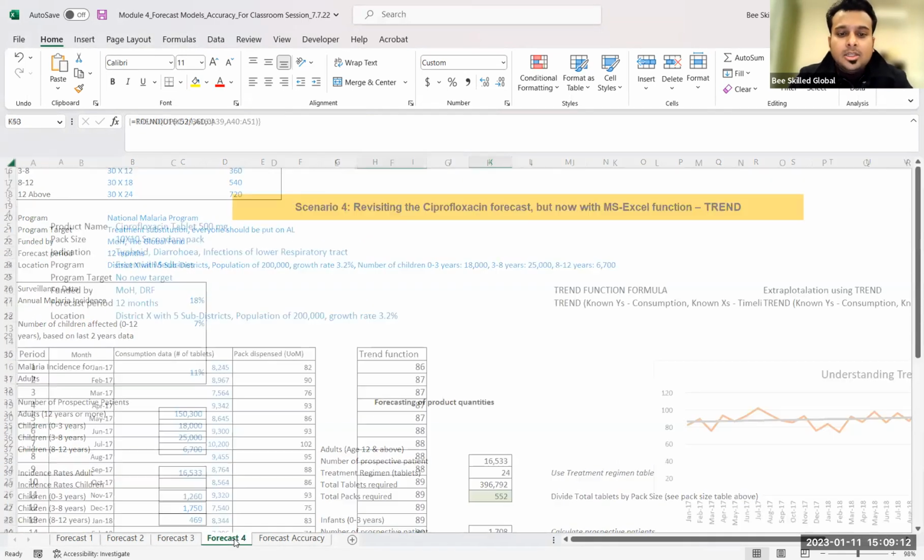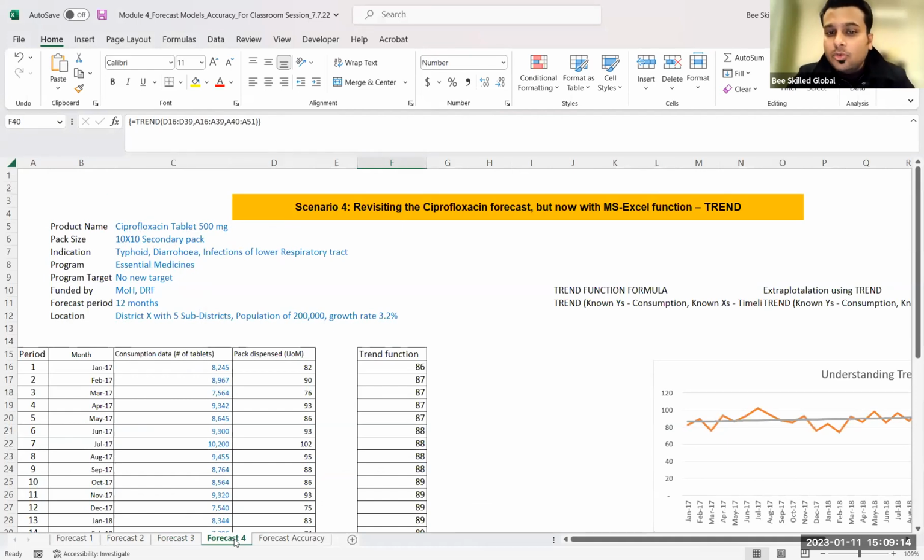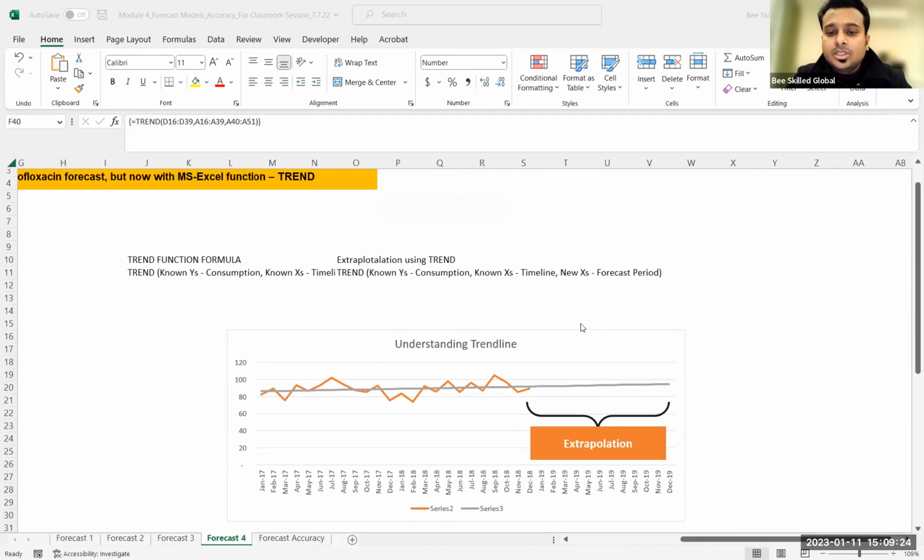Now for forecast scenario number 4, we're going to revisit ciprofloxacin with trend analysis. So what is trend analysis? Let me show you first using a graph.